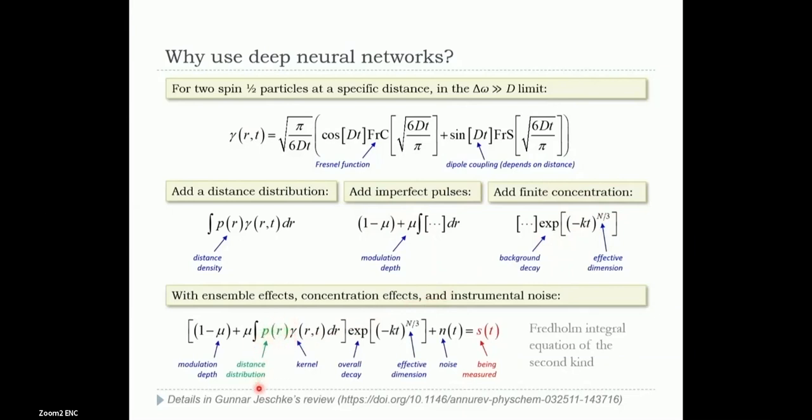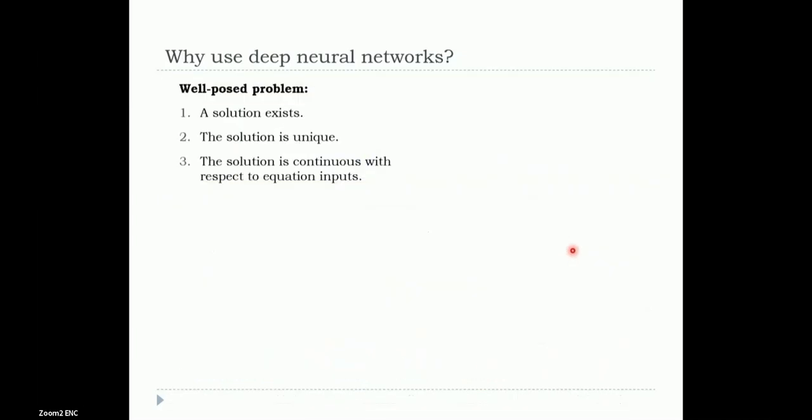We want the distance distribution out, and it's buried under layers and layers of nonsense. First it's a convolution with this kernel, then there's this modulation depth transform, then there's a stretched exponential decay, and then there's noise, and this is finally what you measure. As you can imagine, pulling out P of R from underneath all of this mess is a seriously difficult problem. Strictly speaking, it's a Fredholm integral equation of the second kind with the addition of noise.